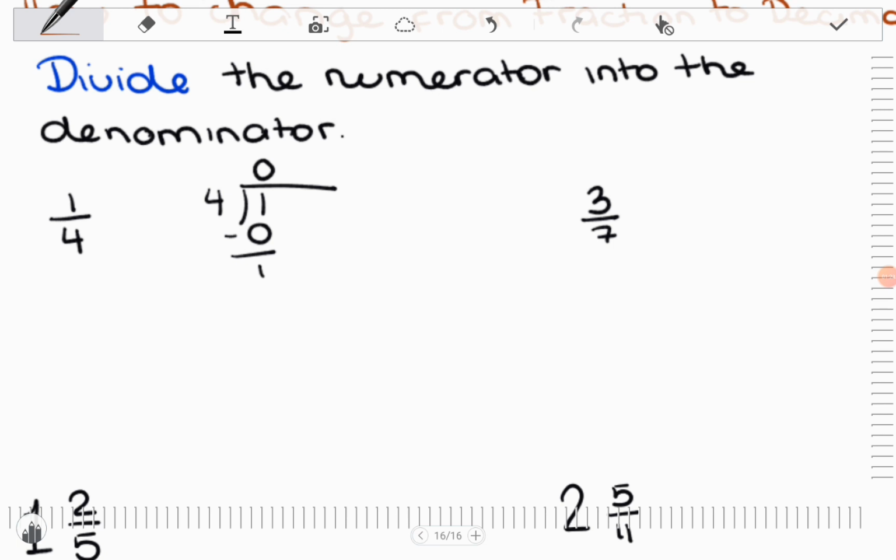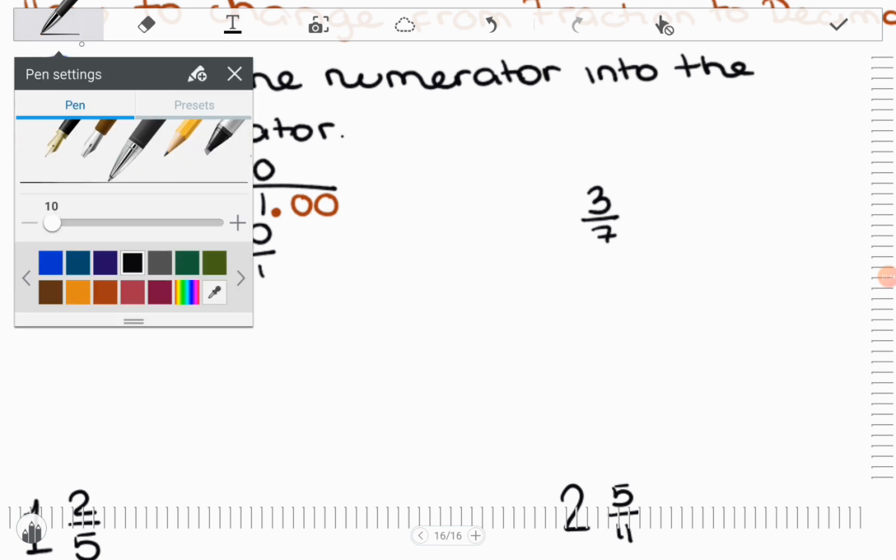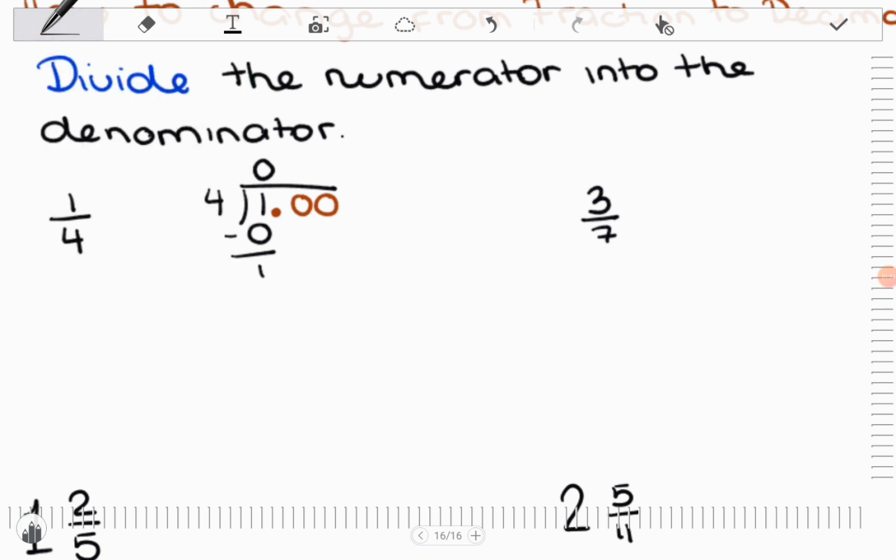But remember, we're talking about decimals. And when we divide with decimals, you can write a point and as many zeros as you want after the point. In this case, for example, I'm going to ask for just 2 decimals. If you need more decimal places, you can add as many zeros as you need. So, once again, 4 fits 0 times in 1. 0 times 4 is 0, and we subtract. The answer of the subtraction is 1.